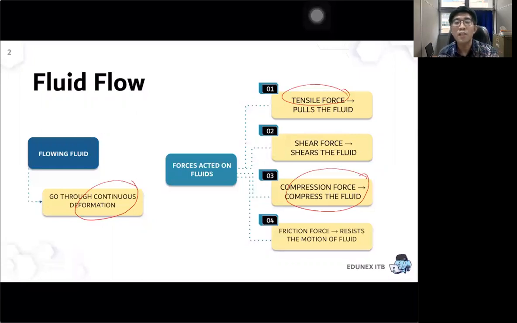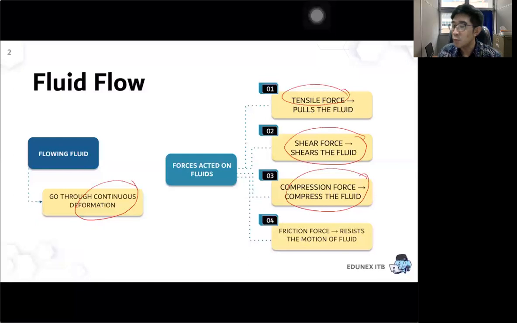And both are increasing. If the value of the force is increased, then the velocity of the fluid also increases. Ya. Jadi kalau nilai dari gaya tarik maupun gaya dorong atau gaya tekan itu meningkat, maka kecepatan alirnya akan meningkat. The other type is shear force. It shears, menggeser the fluid.